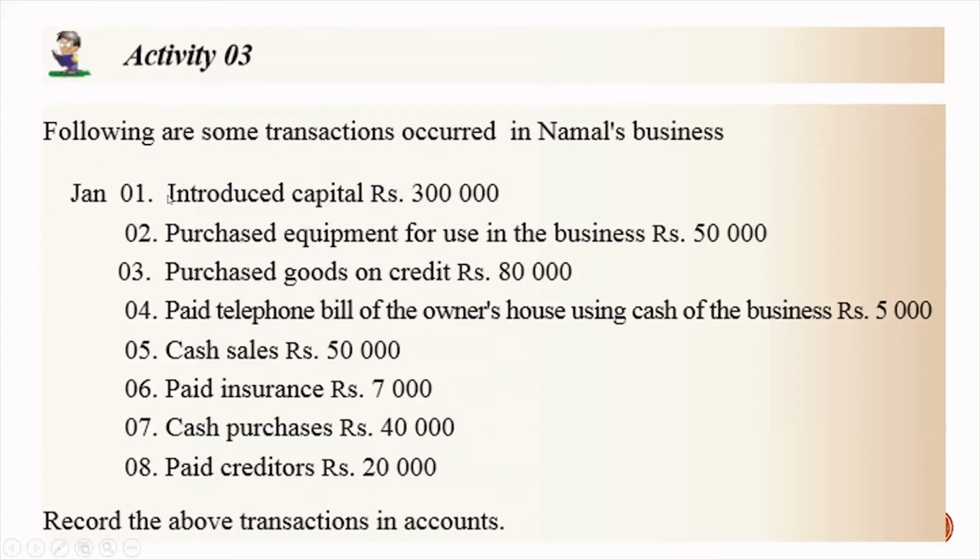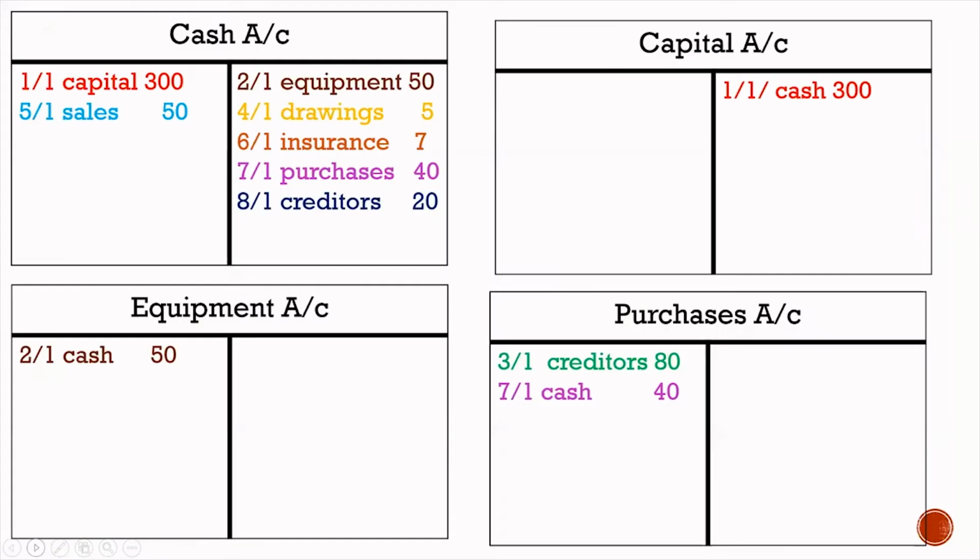On January 1st, introduced capital worth rupees 300,000. So how are we going to record? There will be an increase in cash. The business will receive cash. The date will be January 1st. 300,000 will be received, from whom?